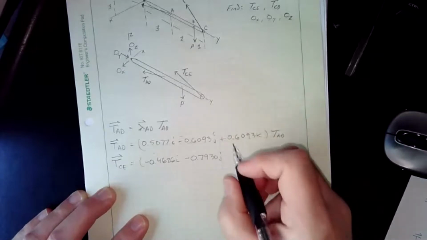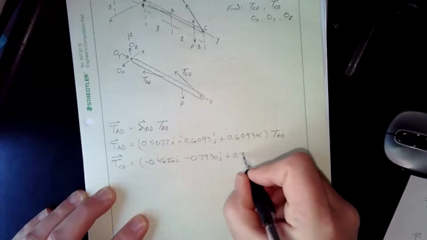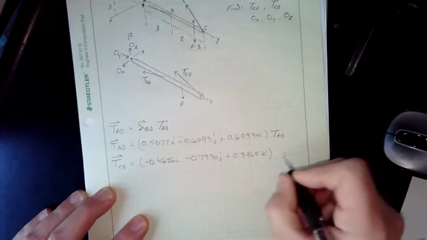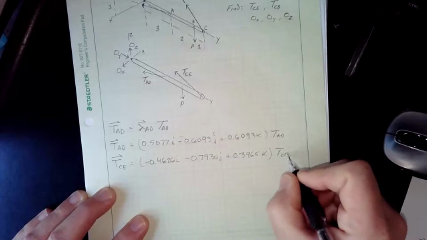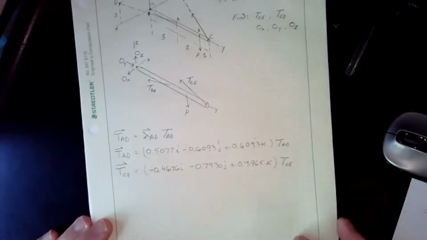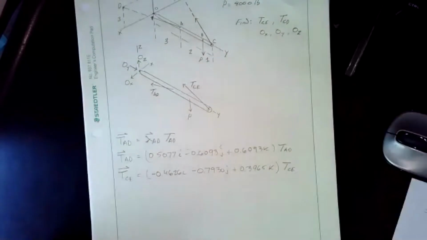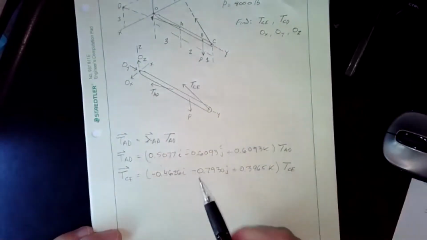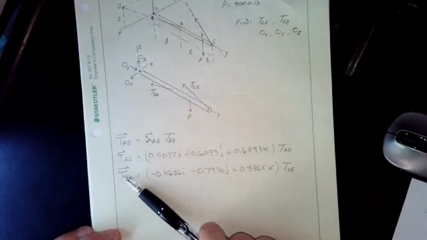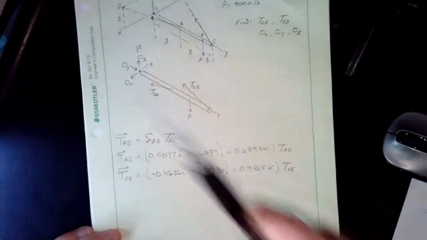7930J plus 0.3965K, tension CE. All right, so those are those. Now I've shown you those first, but really how do we solve this? Remember what we said: first we figure out what these are, and then we want to take the moment about the point with the most unknown.